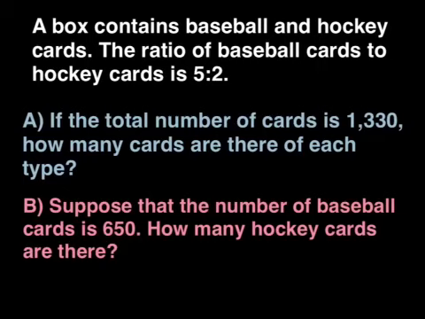On to the problem. A box contains baseball and hockey cards. The ratio of baseball cards to hockey cards is 5:2. And here below are two sub-problems that we are going to look at in turn. So the first one: if the total number of cards is 1,330, how many cards are there of each type?